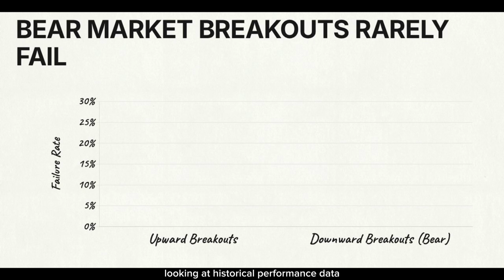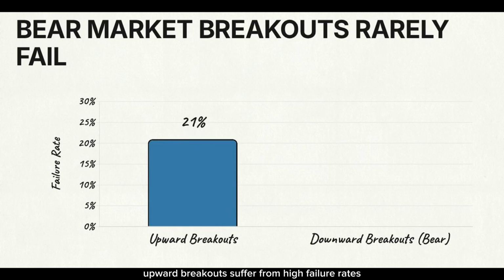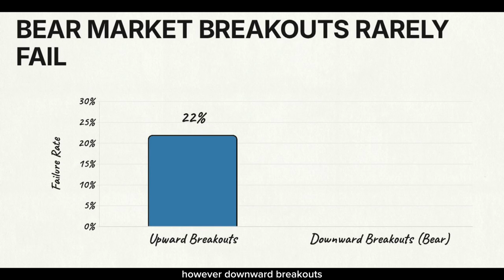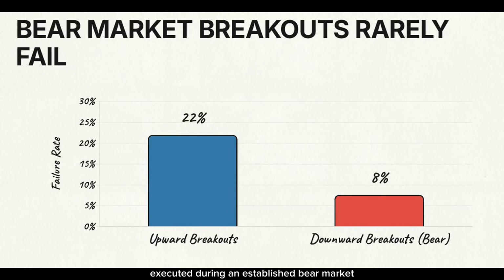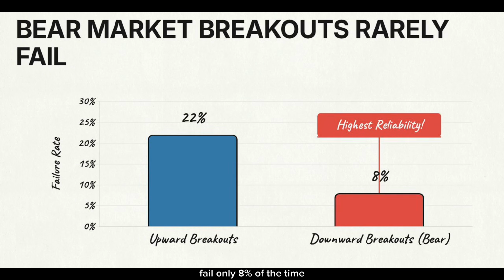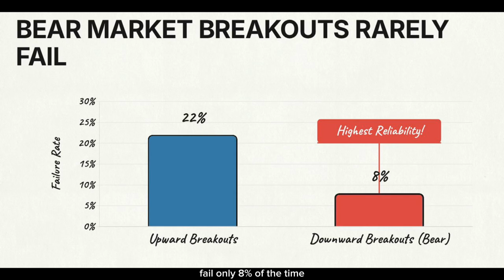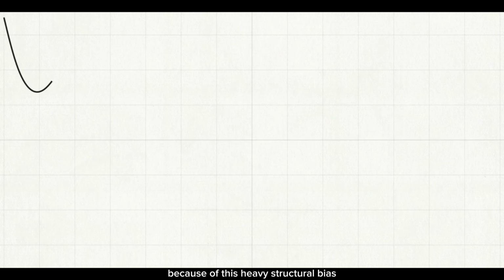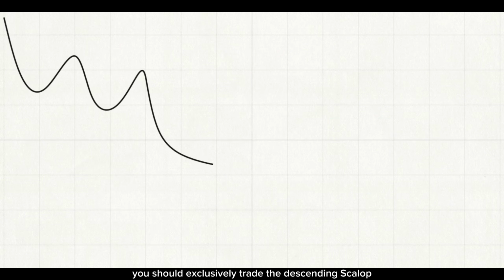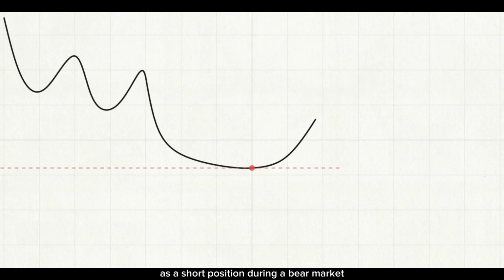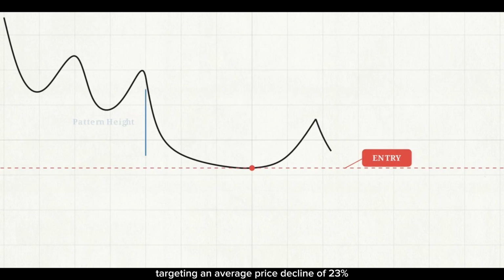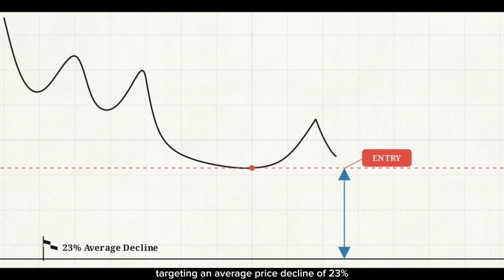Looking at historical performance data, upward breakouts suffer from high failure rates. However, downward breakouts executed during an established bear market fail only 8% of the time. Because of this heavy structural bias, you should exclusively trade the descending scallop as a short position during a bear market, targeting an average price decline of 23%.